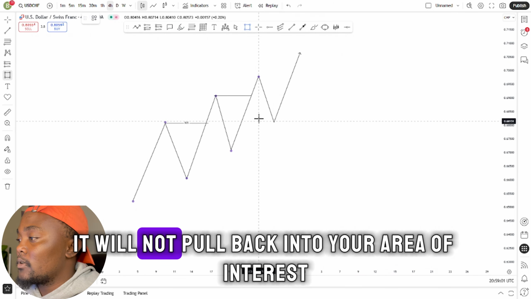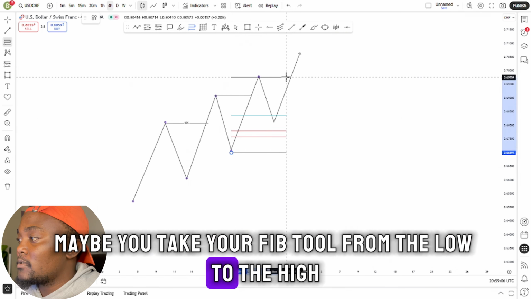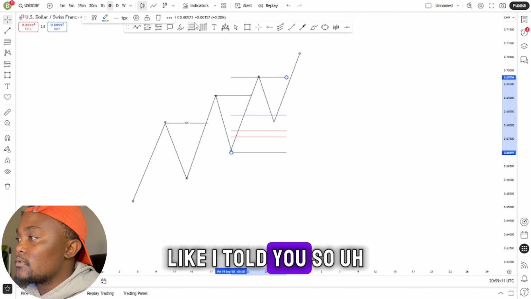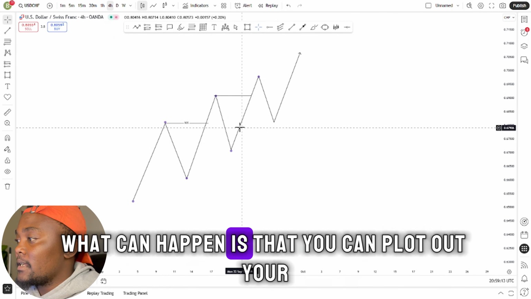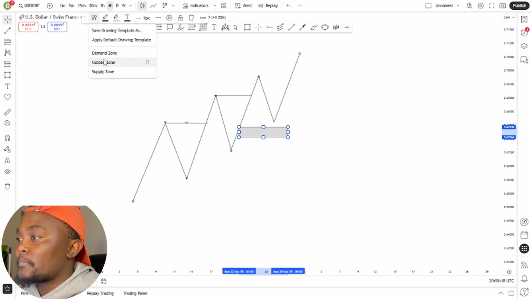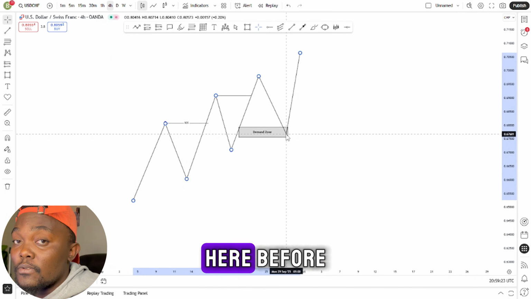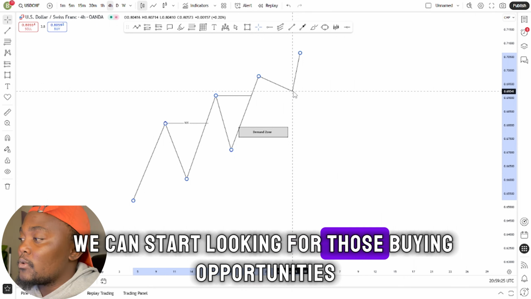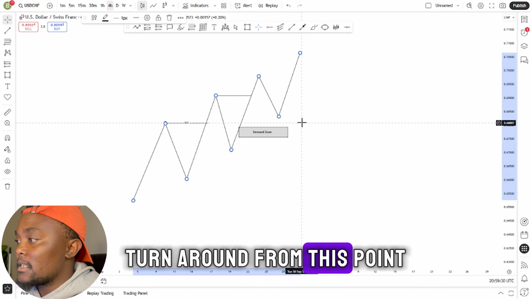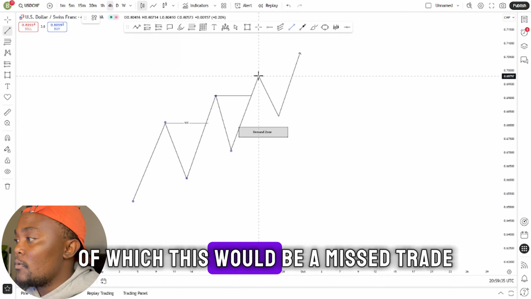Sometimes it will not pull back into an area of interest. So let's say maybe you take your fib tool from the low to the high, then you can anticipate anything below that 0.5, like I told you. So what can happen is that you can plot out your demand zone around this point, just like that. Then you're waiting for the price to tap into the zone here before we can start looking for those buying opportunities. And what may happen is that it can just turn around from this point and then continue pushing up, taking out the previous high, of which this would be a missed trade.